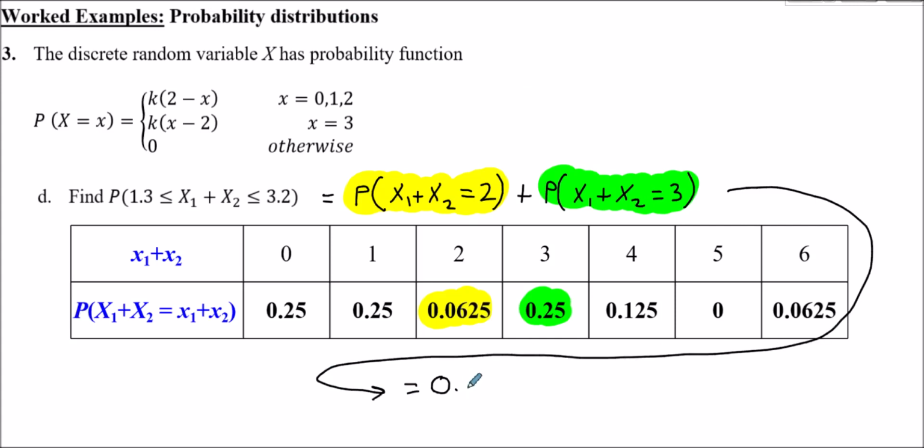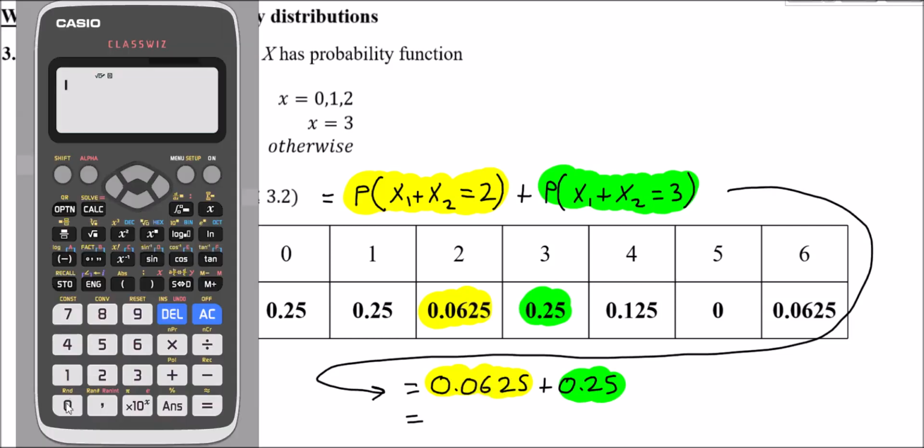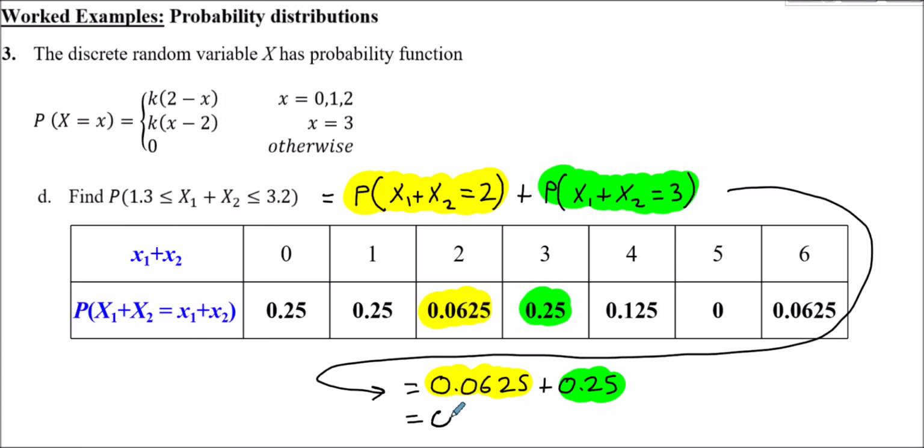So that equals 0.0625 plus 0.25. So now finally, if we add these together, 0.0625 plus 0.25, we get, as a decimal, 0.3125. A fraction, I suppose, would have been okay, but just to keep it consistent, we've been working with decimals thus far. Let's just keep it in the same theme. We get the probability of that one is 0.3125. And so that concludes the whole of worked example 3.